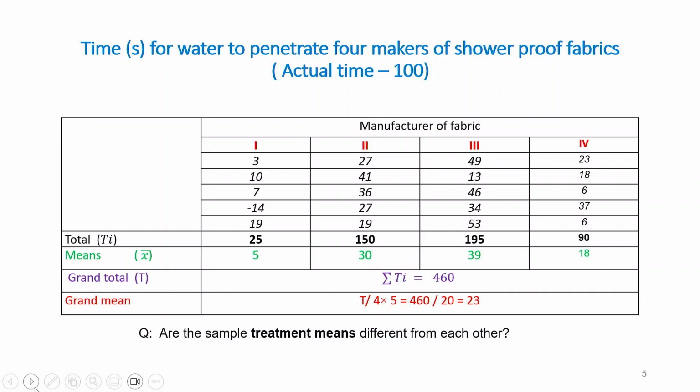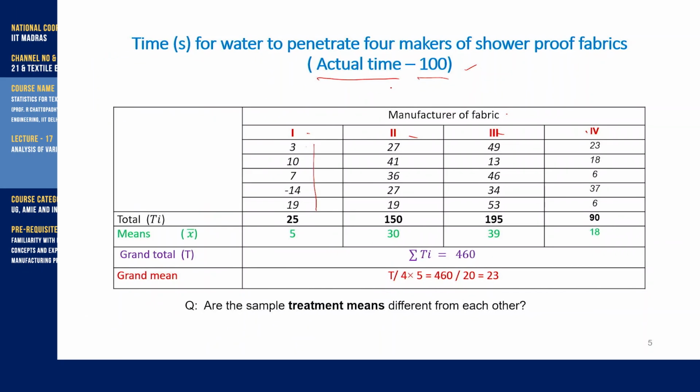Here, what you see in this table are the times for water to penetrate four makes of showerproof fabric. These are the four different manufacturers, 1, 2, 3, 4, and this is the data. This data is the actual time to penetrate minus 100. 100 is a common factor which we have subtracted from the actual time for all the readings.